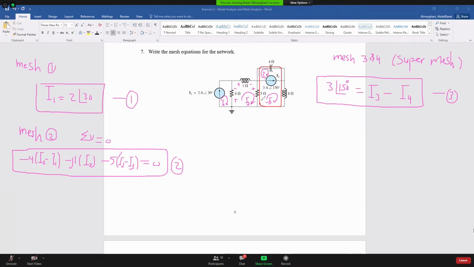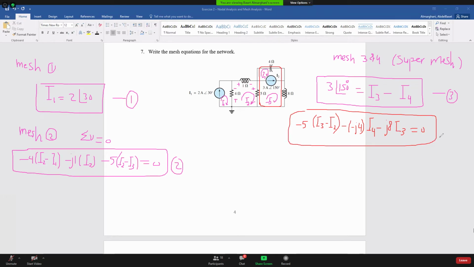So if we start from this point, we're gonna have minus 5, I3 minus I2. Then we're gonna go up to this one here, minus and minus J4, and the current is only I4 there. Then minus J8, and the current is only I3, equal to 0. This is the fourth equation. 4 meshes, 4 equations. This is the solution.